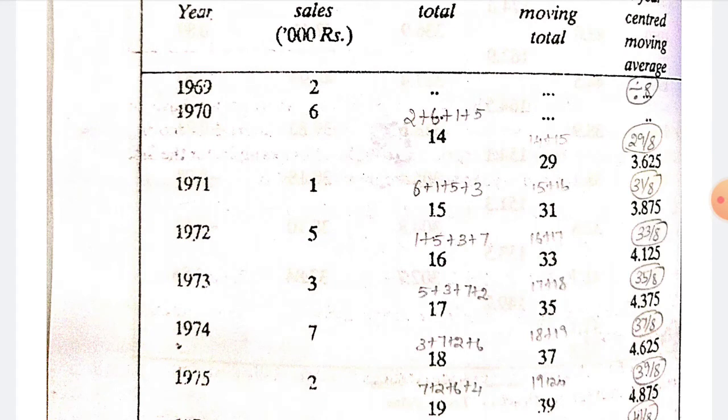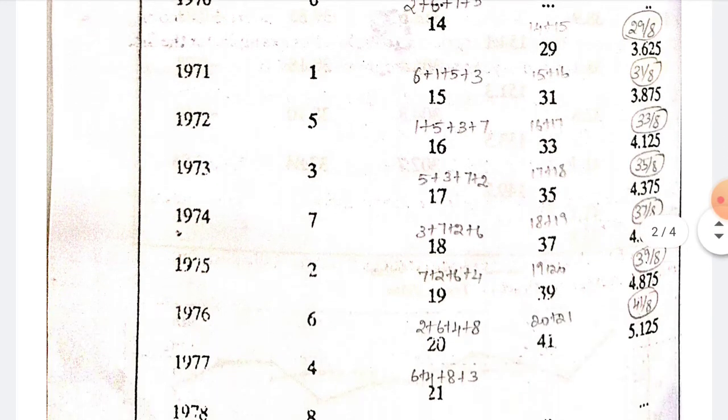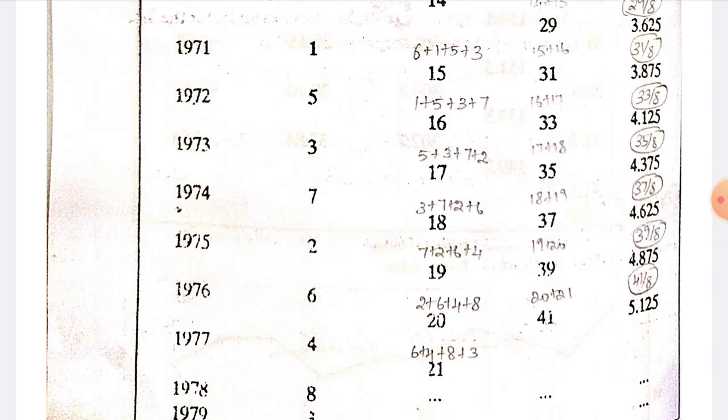15 plus 16 is equal to 31. 16 plus 17 is equal to 33. 17 plus 18 is equal to 35. 18 plus 19 is equal to 37. 19 plus 20 is equal to 39.